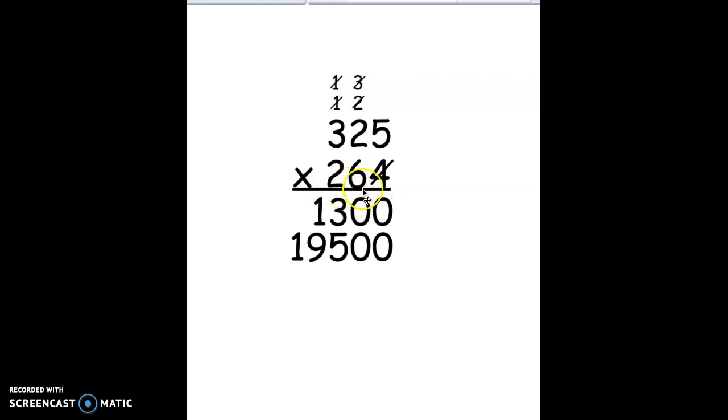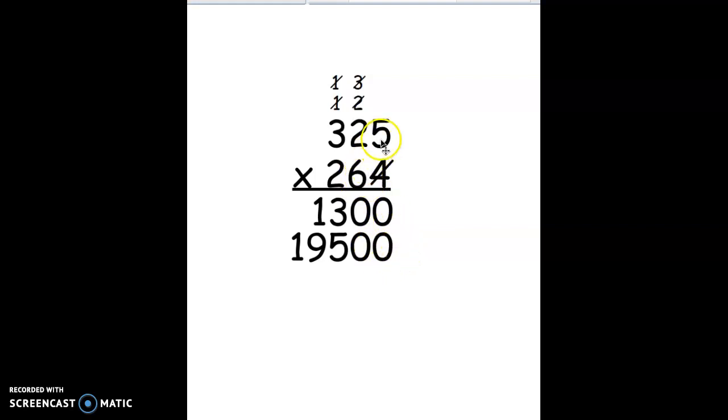Here we have a factor with 3 digits on the bottom. I've multiplied the first 2 digits already, the ones. 4 times 5 is 20, regroup the 2. 4 times 2 is 8, plus 2 is 10, regroup the 1. 4 times 3 is 12, plus 1 is 13. We crossed off the 4 because we've done multiplying the ones, brought down a 0 to hold that place since the 6 is in the tens.